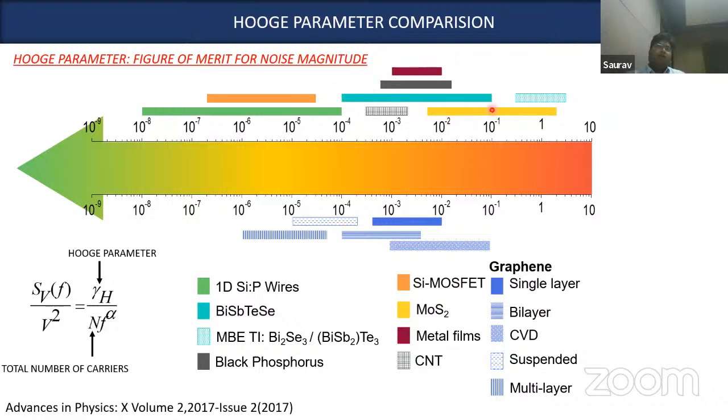So I think a lot of defect engineering, a lot of material quality has to be improved in the context of MBE grown samples. While it looks like the exfoliated samples at least can match some of the best materials as far as the Hooge parameter is concerned. Alpha is roughly around 1 for everything, all these data. Alpha is 1 by f unless it's a Lorentzian, where it might be 1 by f squared. Alpha is taken as 1.